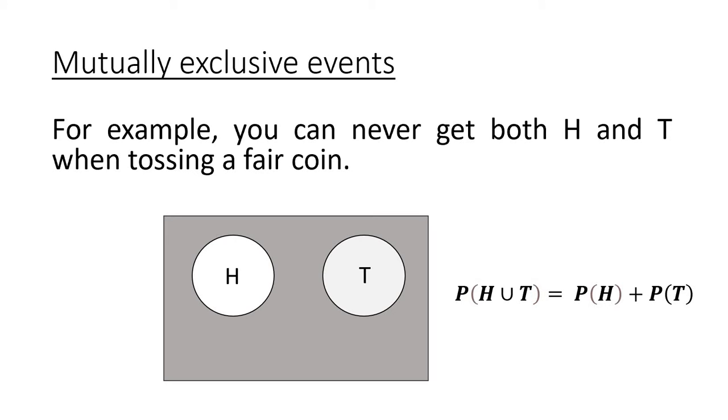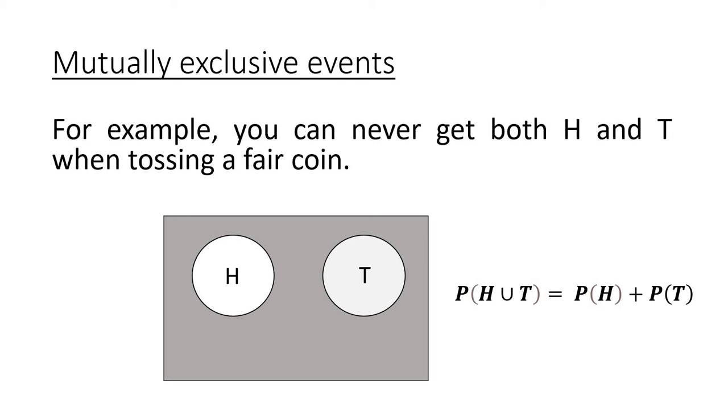Imagine that you toss a fair coin. So there are two possible outcomes for you. You can get head or you can get tail. If you get head, it means that you do not get tail. If you get a tail, it means that you do not get a head. So again, very intuitively, those two events are indeed mutually exclusive. You cannot have both at the same time, if you want to speak informally.